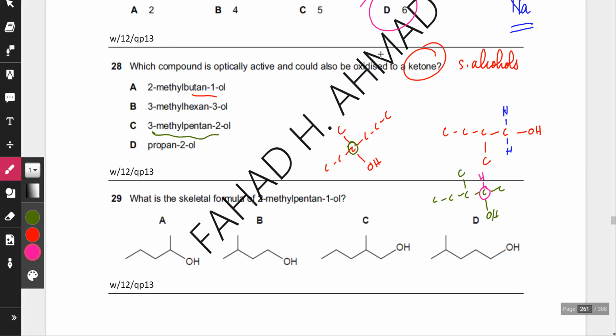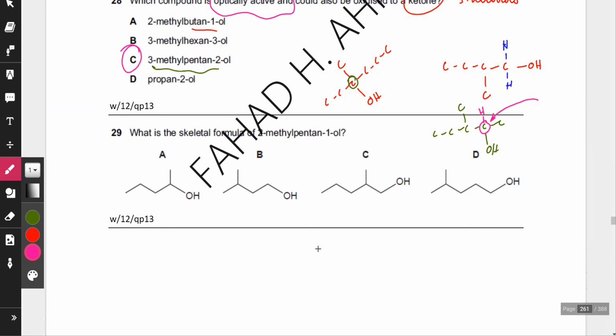And is it going to be optically active as well? Yes. The same carbon atom is actually optically active as well because on all four sides, the groups are different. Over here on this side, there's a huge carbon chain. On this side, there's one carbon, H on top and OH at the bottom. So option C is going to be the correct option.